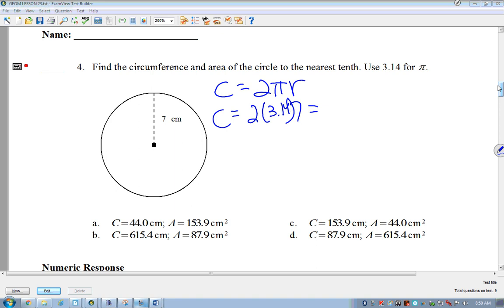40 what? 43.96. Okay. We want that rounded to the nearest tenth, so I think that's going to end up pushing everything up. So we get 44. Marcos, tell me about area.